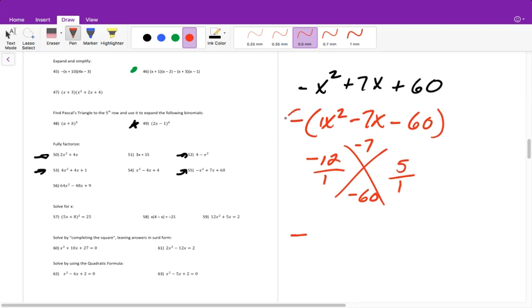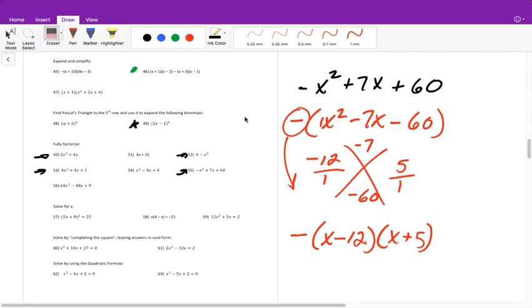So we had the negative that we already factored out, and then we started from the bottom, so it's 1x minus 12 times x plus 5. That is your fully factored form, and that is the only answer for this. All right, let's move on to the next ones.